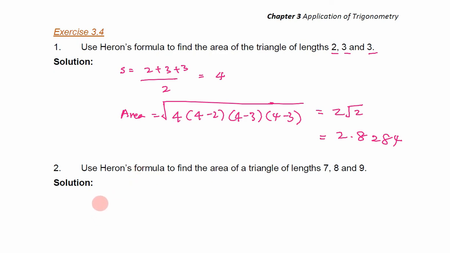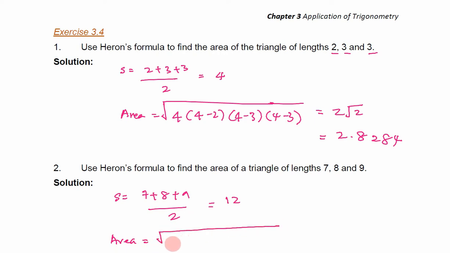Okay, question number 2. So the same thing, find S first. So 7 plus 8 plus 9 divided by 2. So you will get 12. Okay. So for the area, 12 minus 7, 12 minus 8, and 12 minus 9. So it's equal to 12 square root of 5. Or you can just write S.